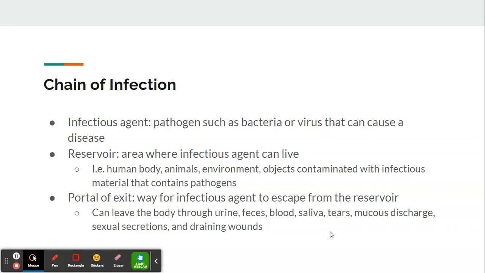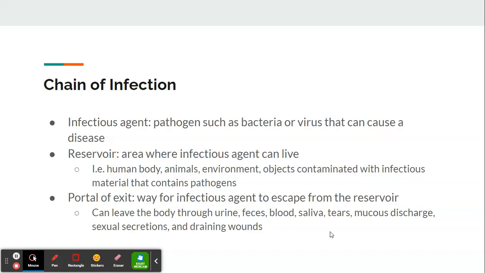Our reservoir is the area where it lives. So whether it lives in the human body, whether it lives in animals, or it lives in the environment, does it live in the dirt outside? Does it stay alive on an object after it's been contaminated with that infectious material? The area where the infection is living.